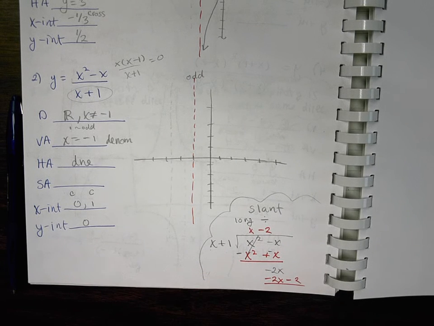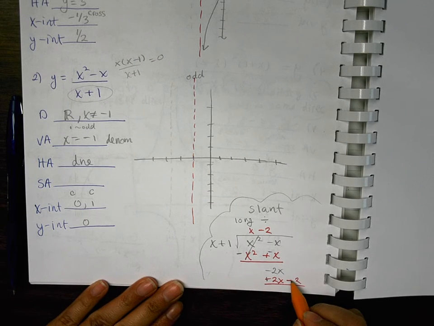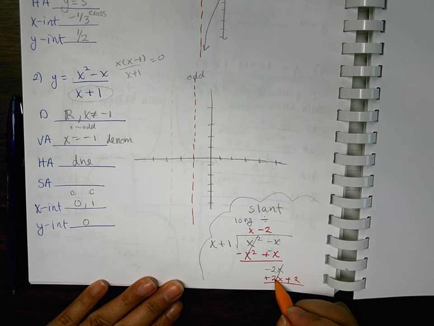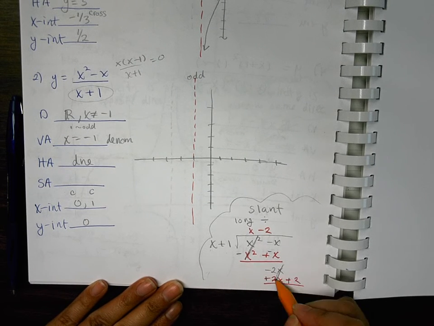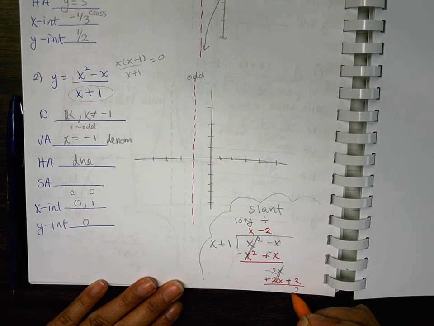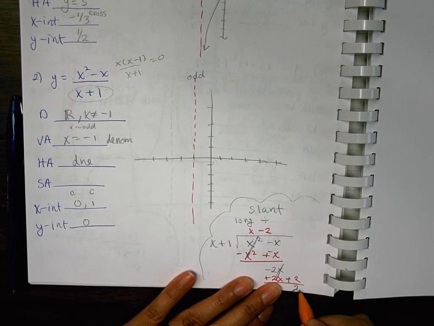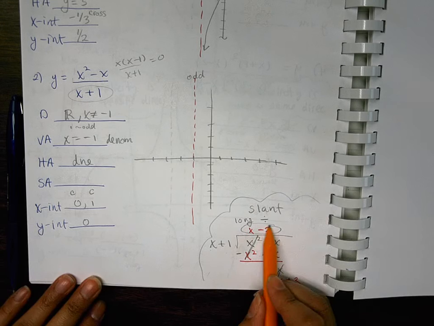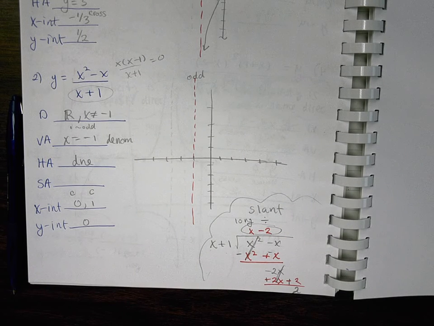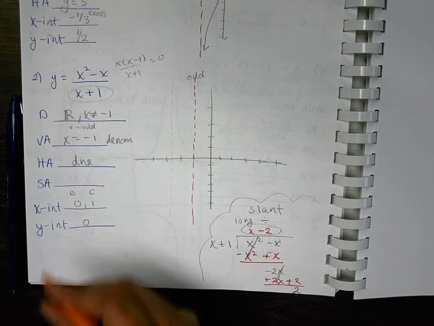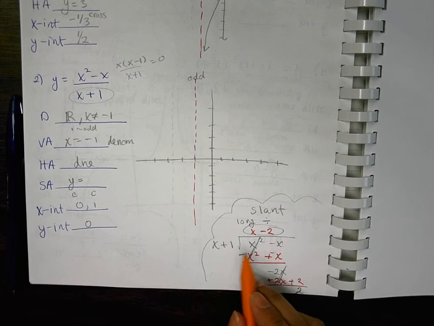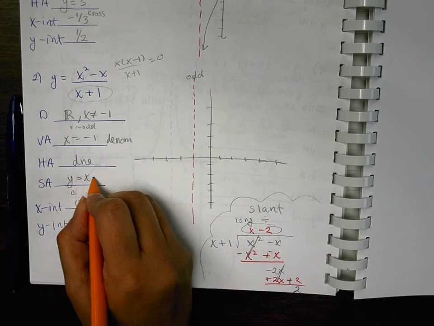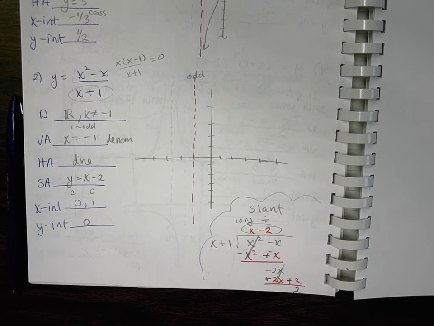What do I do with my signs? Switch, change, and change. Should that first set always cancel out like that? And my remainder is what? Do I care that the remainder is 2? This is all I care about there. And I write my slant just like I would my horizontal, as a y equals. And what does y equal? Y equals x minus 2.